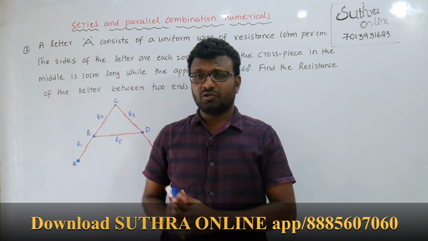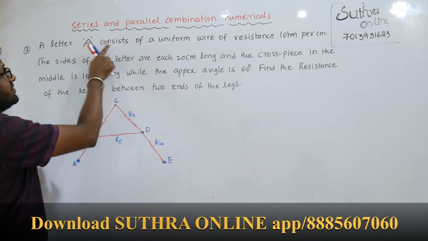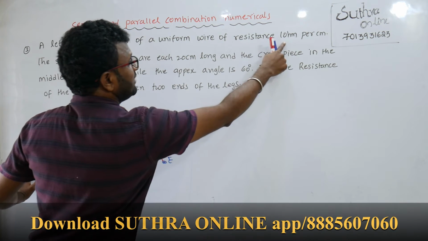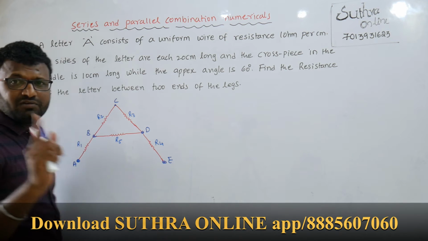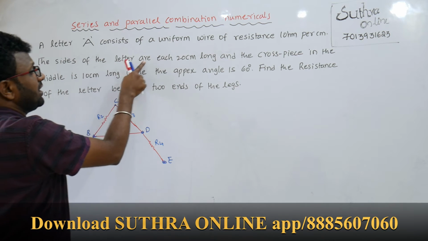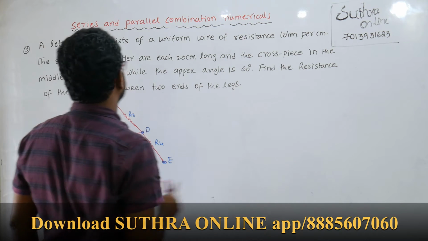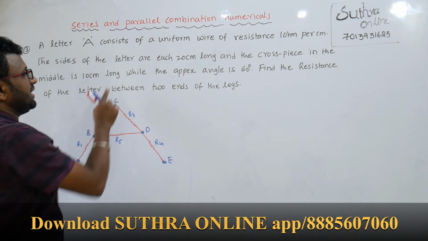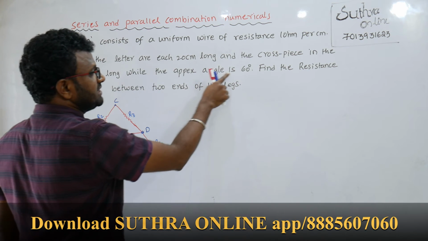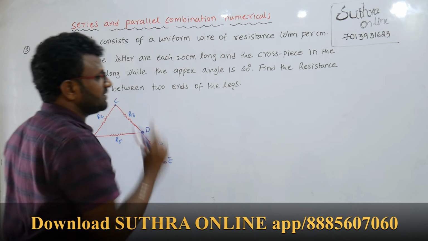Yes, come to the third problem. What is given here? A letter A consists of a uniform wire of resistance 1 ohm per centimeter. The sides of the letter are each 20 centimeters long, and the cross piece in the middle is 10 centimeters long, while the apex angle is 60 degrees. Find the resistance of the letter between the two ends of the legs.